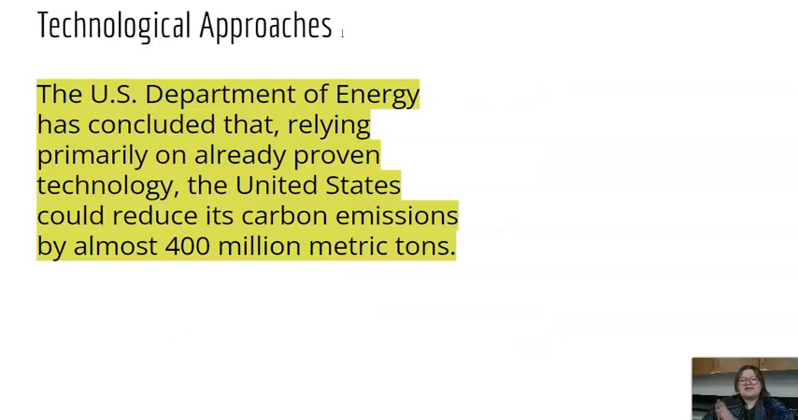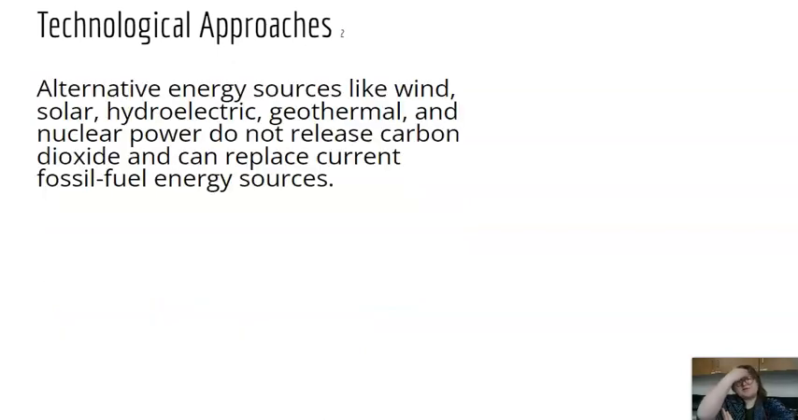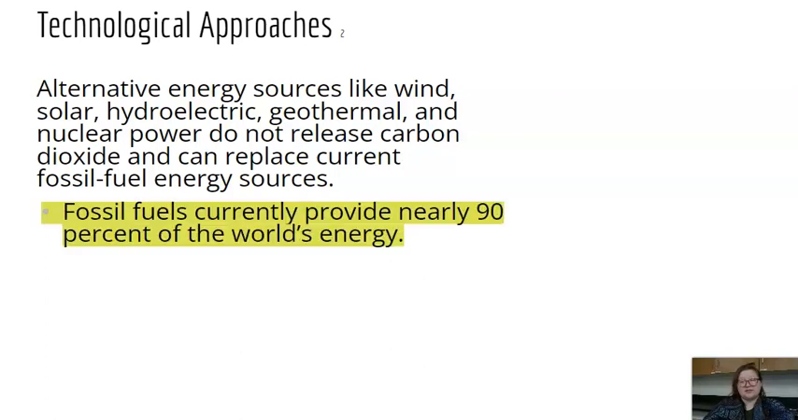The U.S. Department of Energy has concluded that, relying primarily on already proven technology, the United States could reduce its carbon emissions by almost 400 million metric tons, which is huge. This is enough to stabilize us at 1990 levels, not back to where we would naturally be, but at a safer level. Alternative energy sources like wind, solar, hydroelectric, geothermal, and nuclear power do not release carbon dioxide, and so they can replace current fossil fuel energy sources.